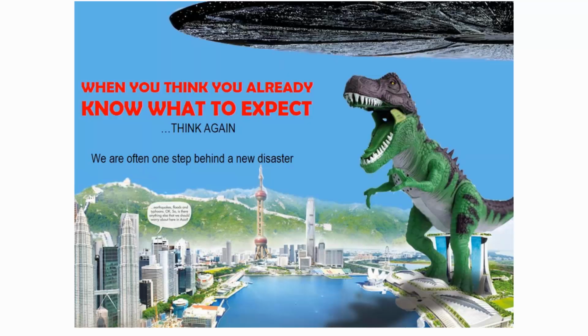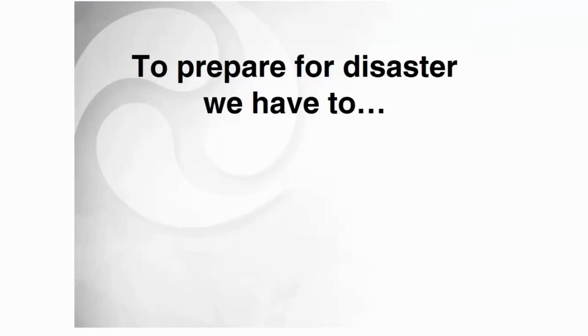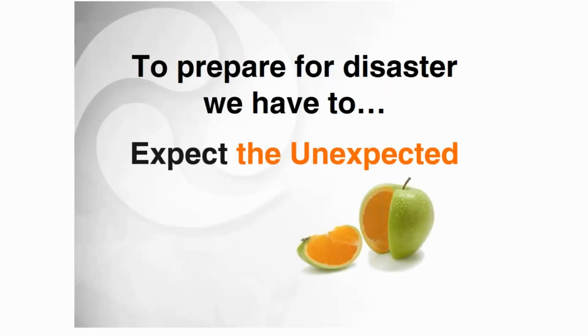But previously, if you asked anybody on the street what the chances of those events or scenarios happening were, a lot of people would not give you a chance. So the thing is, to be able to plan effectively for disaster, we have to be one step ahead and not one step behind a new disaster itself. So in short, to prepare for disaster, what do we have to do? We have to expect the unexpected event to happen. I repeat, we have to expect the unexpected event to happen.